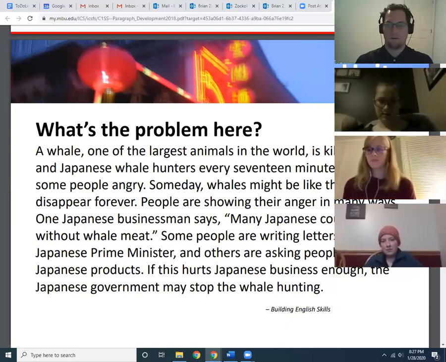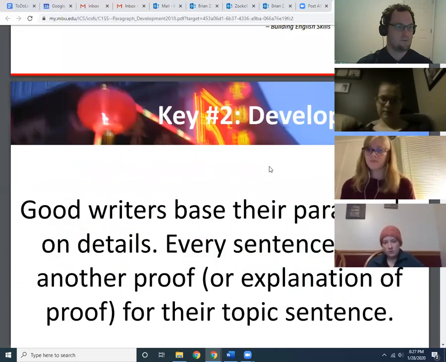Okay. Yeah, Lauren nailed it here. We have an immediate contradiction. It says, "Many Japanese could not live without meat." We have issues of contradiction. We have issues of some people writing letters to the Japanese prime minister and asking other people not to buy Japanese products. That could be considered close enough, but it is pretty far away. Let's keep going here and see what they say.